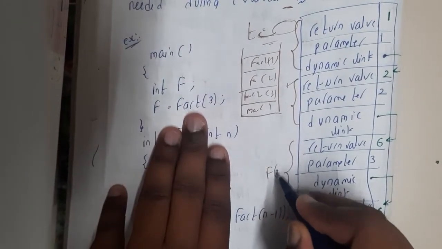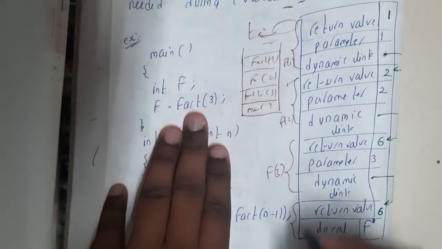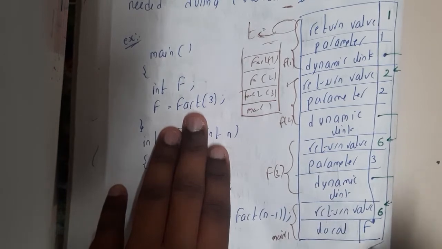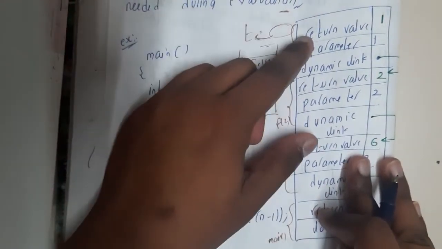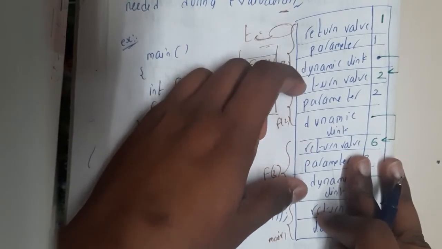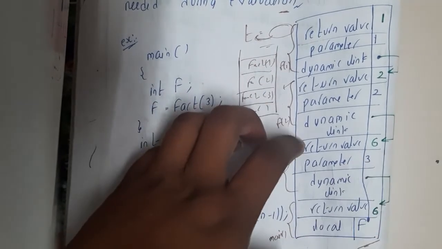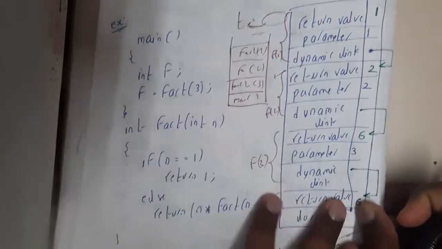F of 3, I'm writing in this way, guys. So f of 3, f of 2, f of 1, and this is main. In this way it will be working. Once you calculate at the top, you will be returning the value 1, the parameter 1. So 1 into 1, sorry, 1 into 2 is 2. Again, 2 into 3 is 6, and you'll be returning that value 6. That's it. So at the end, you'll get the result as 6, guys.